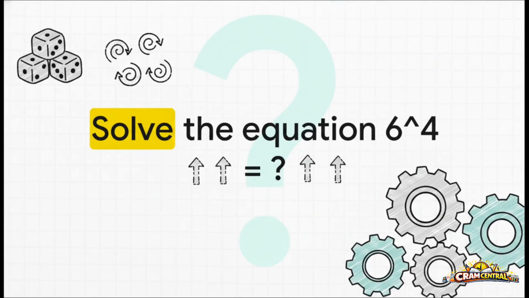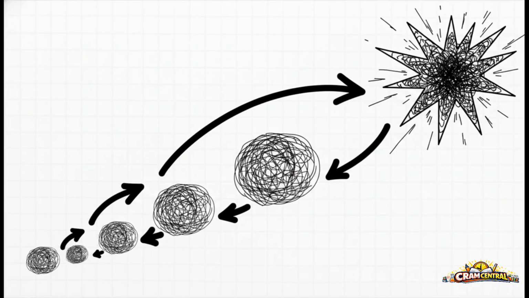Okay, let's switch gears from rewriting to solving. We've got 6 to the 4th power here. Take a second and think about our 2-step rule for solving these. What does 6 to the 4th power actually equal? To solve this safely, we expand it completely first. 6 times 6 times 6 times 6.